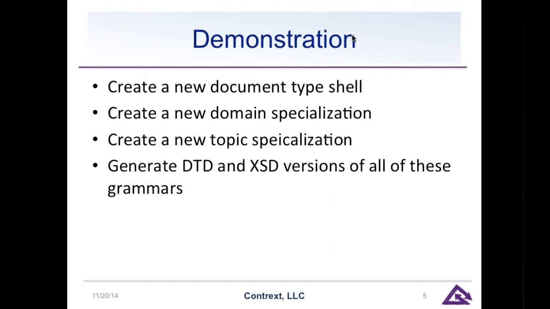So this is the demonstration that I have prepared. We can create a new document type shell, create a new domain specialization, create a new topic specialization, generate the DTD and XSD versions of all of these grammars, and then show that they work. And in fact, if you saw my 5-minute talk on Tuesday, I actually did that in those 5 minutes. Well, I mean, I didn't do the implementation in the 5 minutes, but I did the generation in 5 minutes. But in fact, the implementation of what I did generate from in RelaxNG didn't take more than about 10 minutes.